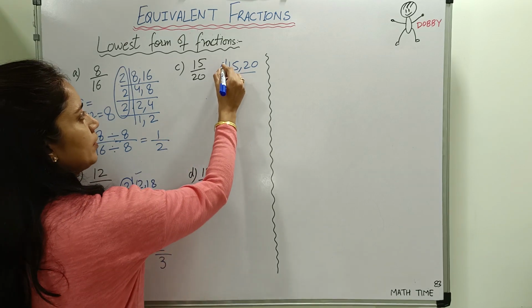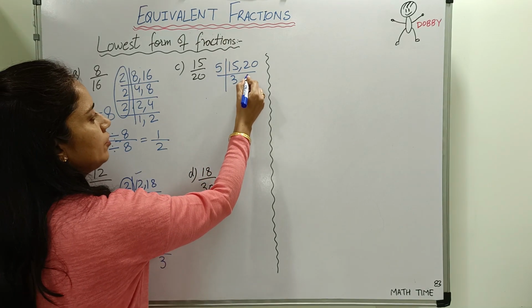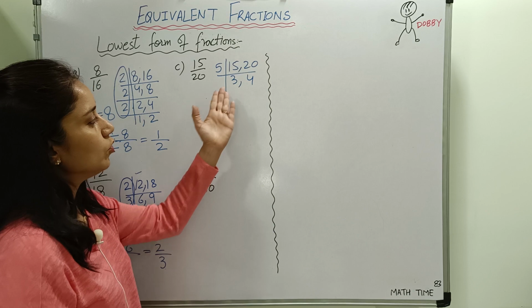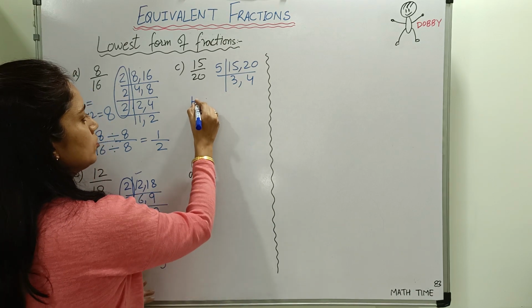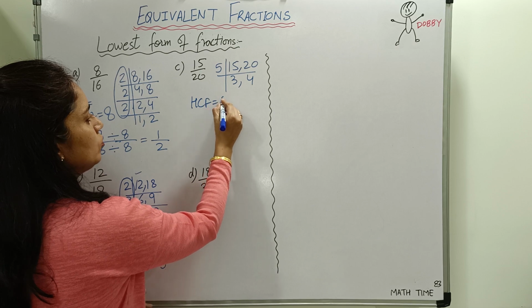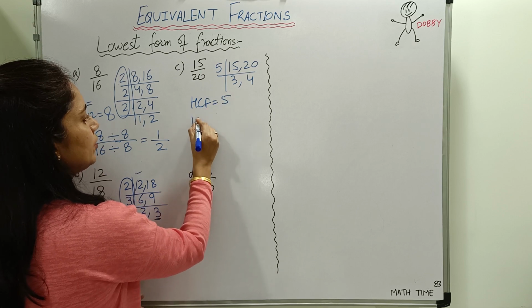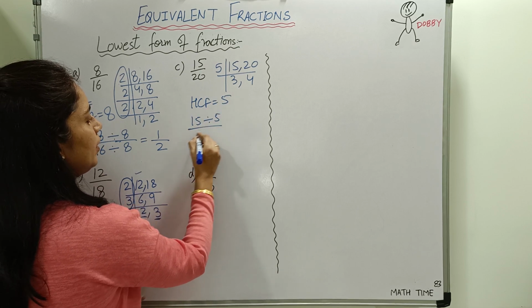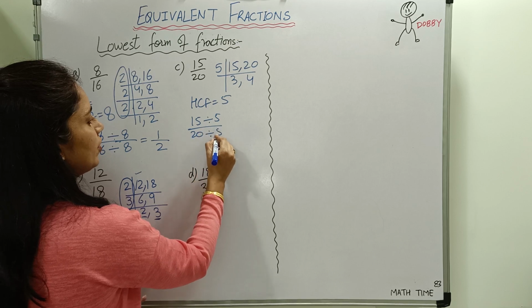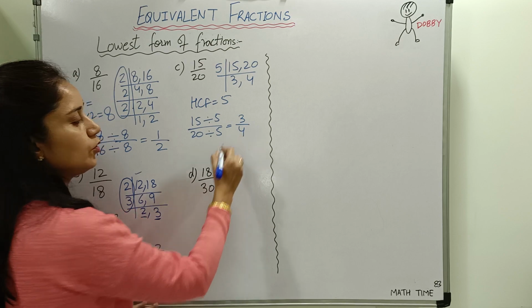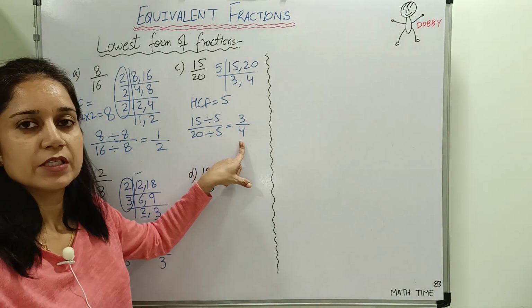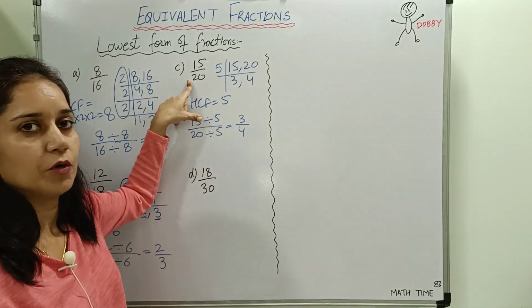5 3s are 15, 5 4s are 20. No other common table. 3 and 4 are co-prime numbers. So HCF equals 5. That means the given fraction we have to divide by 5. 5 3s are 15, 5 4s are 20. 3 upon 4 is the lowest form of 15 upon 20.